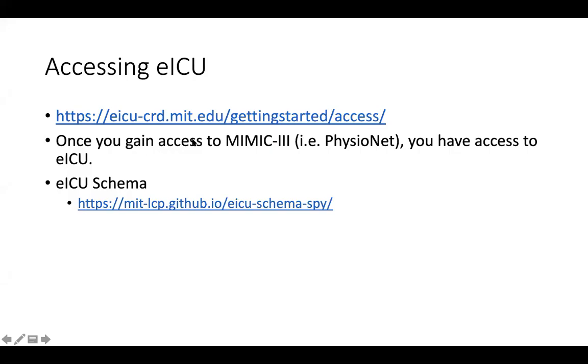But the good thing is, once you gain access to MIMIC-3 via PhysioNet, going through the CITI training, downloading the CITI certificate, uploading it, and writing the email, once you do that, you have access to eICU. So you don't have to go through the same steps to gain access to eICU. That's a good thing. Once you go through that kind of hassle, you have access to a whole variety of healthcare records. The eICU schema is also here. You can take a look if you're interested. I'm not going to do that today.